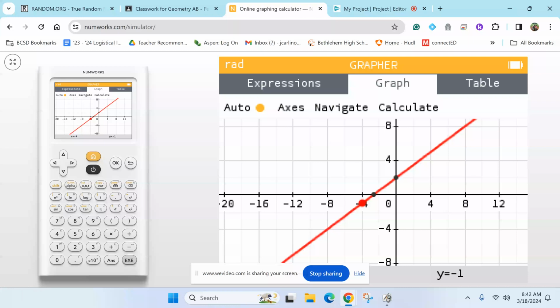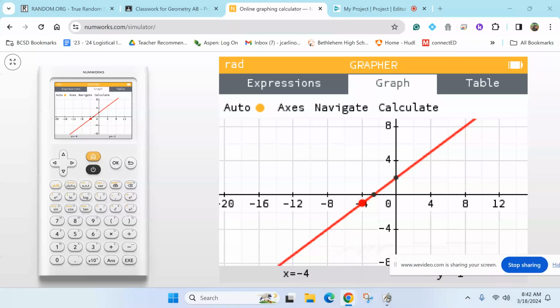Right? So I notice 0, 0 is not on this line, so it's not going to remain the same line. But when you dilate 2 lines, they remain parallel to each other. And what stays the same then if they remain parallel? Slope.